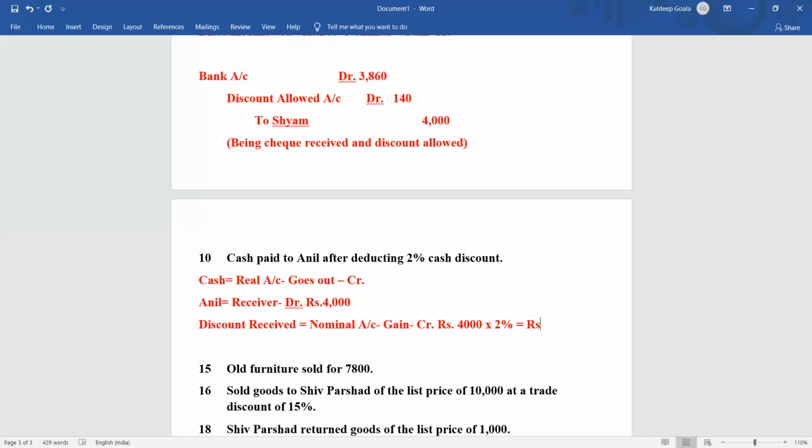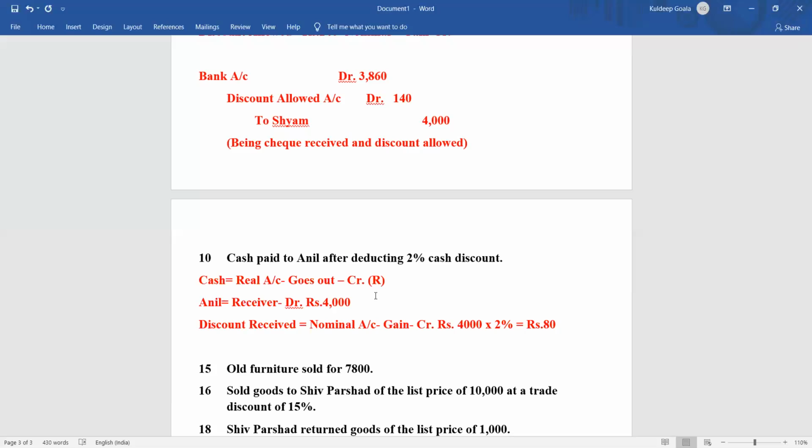It is 80 rupees. Okay, it will be 80 rupees. Then coming to the cash. Cash, how much are we going to receive? Cash we are going to receive as rupees.